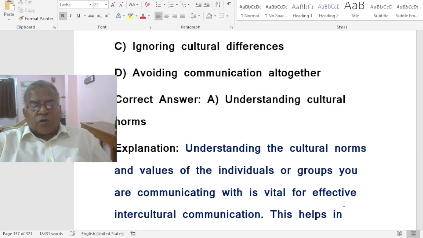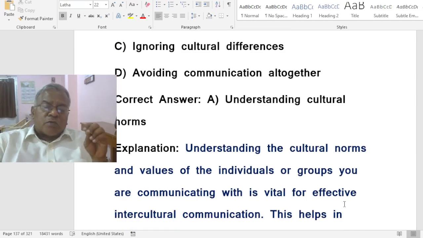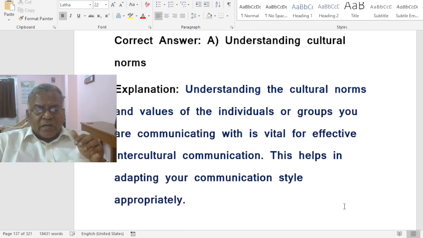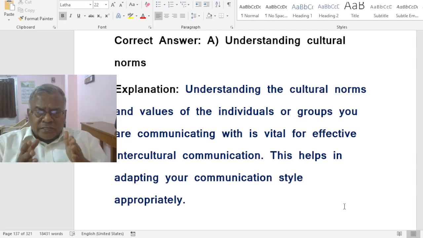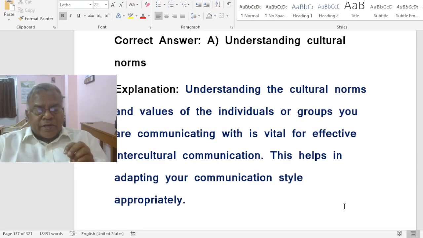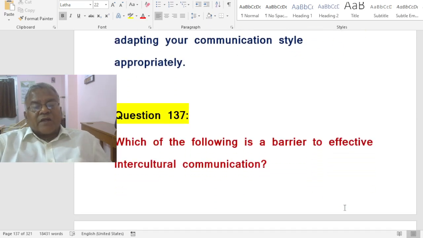Understanding cultural norms. Understanding the cultural norms and values of the individuals or groups you are communicating with is vital for effective intercultural communication. This helps in adapting your communication style appropriately, properly, relevantly.